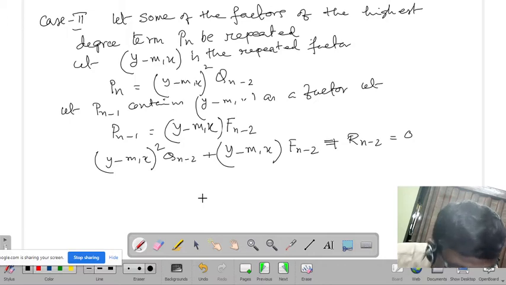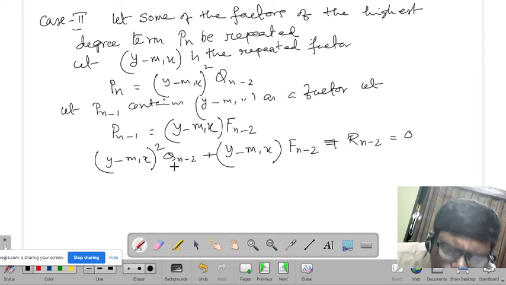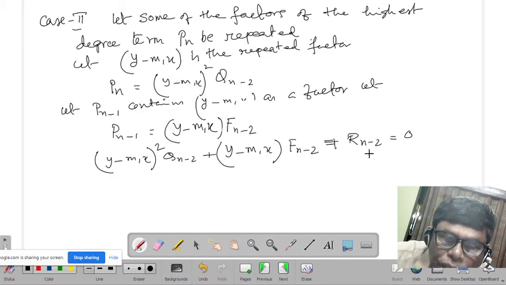Okay, now these two terms are homogeneous. Homogeneous means, as all of you know, that q n minus 2 starts from the highest degree in x and then goes on gradually to the lower degrees without missing any in-between terms. So these two terms are homogeneous. Okay, and their degree is n minus 2 and r n minus 2 is at most degree n minus 2.